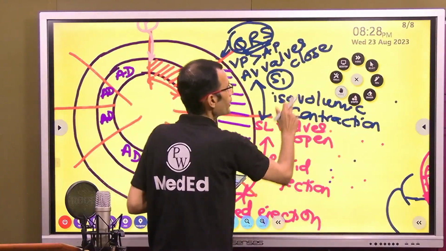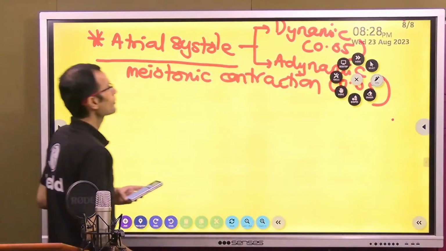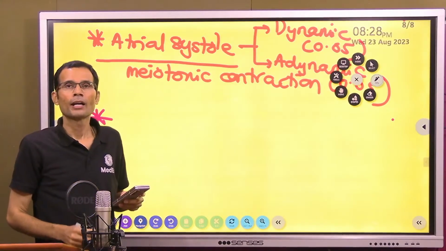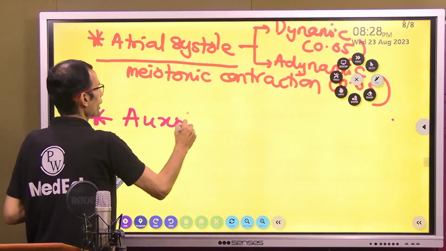Now just to add one more additional point here, ventricular systolic ejection has been described as auxotonic contraction.